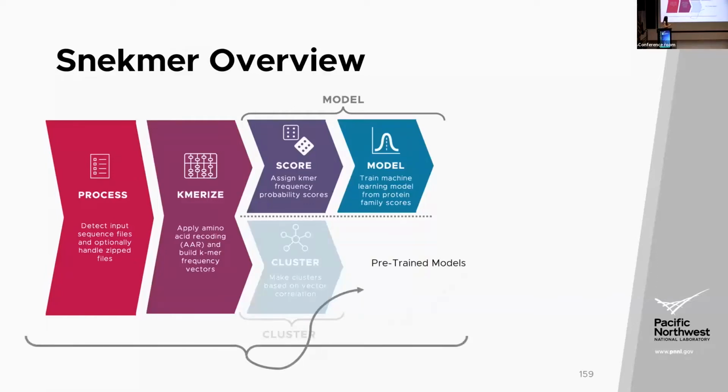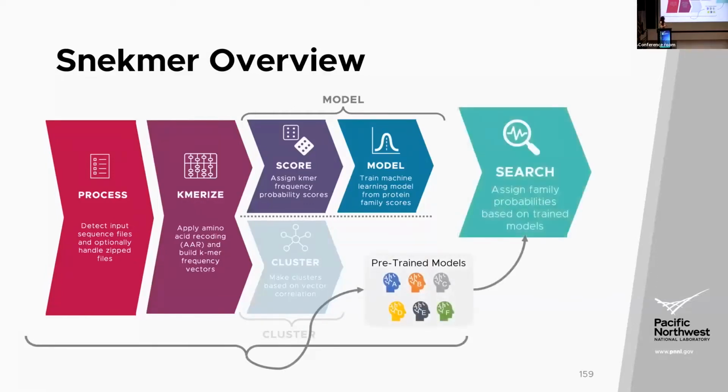We also have a third operational mode of Snekmer known as Snekmer search. And what that does is it takes those pre-trained Snekmer models and can then apply those to annotate unknown sequences. And the output for the user is our family probability scores based on the adherence of those unknown sequences to our expectations in terms of expected K-mer profile. And so it goes through all this scoring model pipeline and then essentially searches that model space for likely annotations.